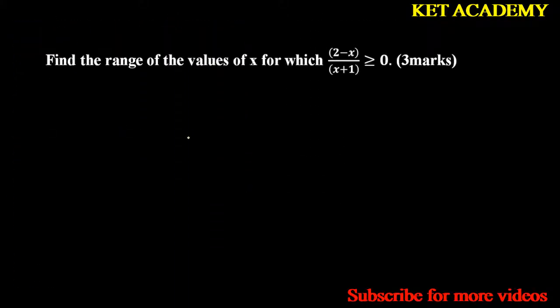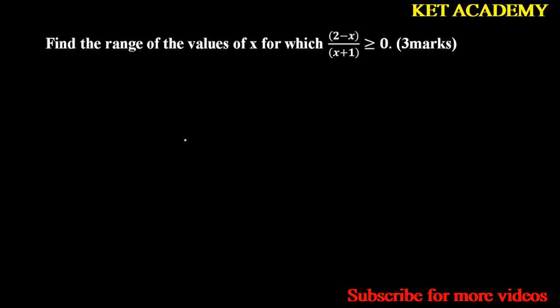Now the sub part of this question, the B part of this question, says that find the range of values of x for which 2 minus x divided by x plus 1 is greater than or equal to 0. 3 marks. So this is an inequality. We have been given an inequality to solve.